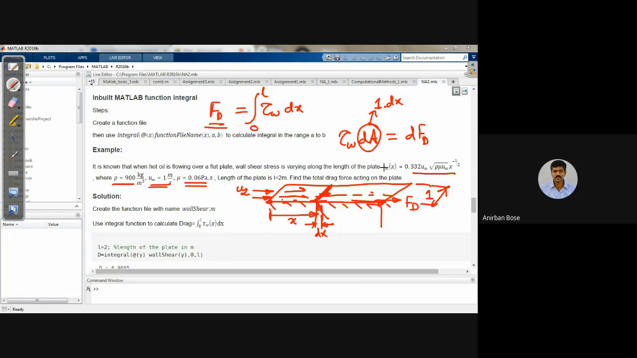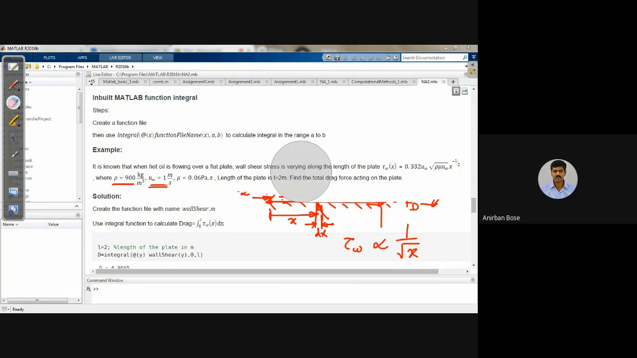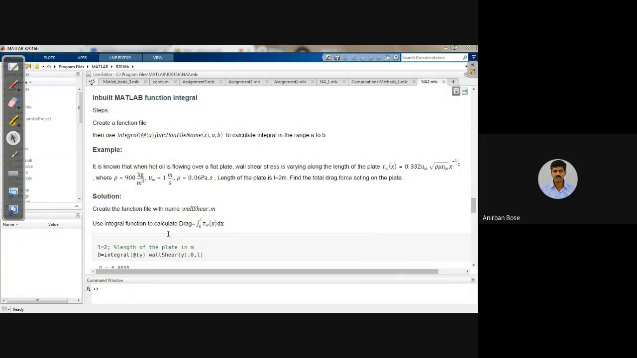And you can see how the wall stress is varying. If you consider the other quantities constant, and only x as a variable, tau wall is proportional to 1 by square root of x. So as x increases, the wall shear stress gradually decreases. Initially the wall shear stress is very high, and it gradually decreases along x. Anyway, to solve this problem, we have to do the integration.